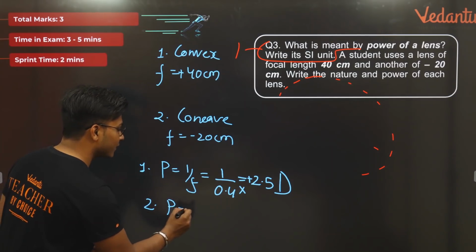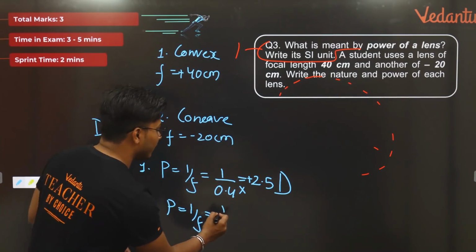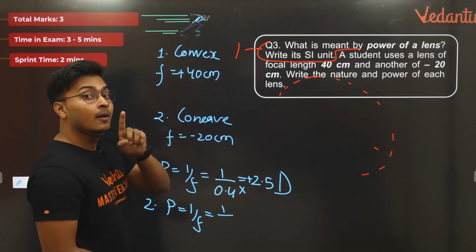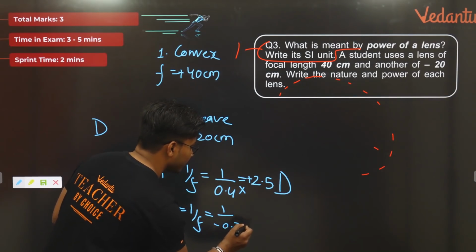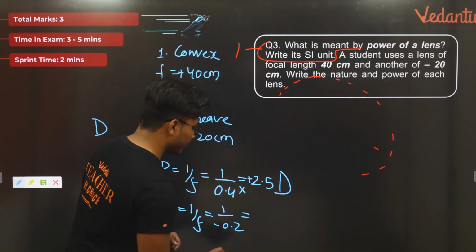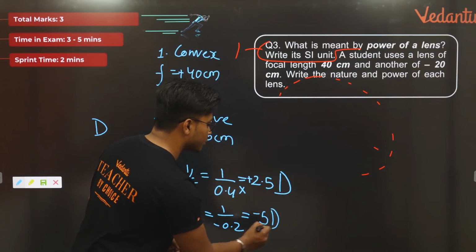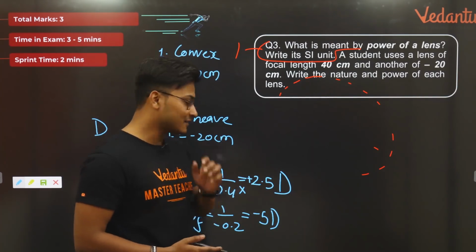Second, power is equal to 1 by f again. So 1 by f is again 20. So what will it take? Minus 0.2. Which is equal to, I'm pretty sure, minus 5 diopters without any issues. Yes, negative 5 diopters becomes the correct answer.